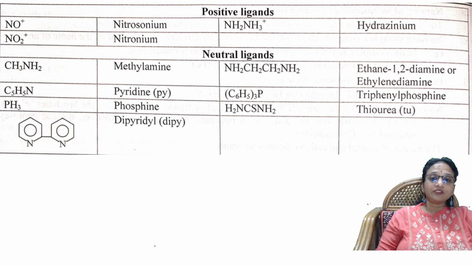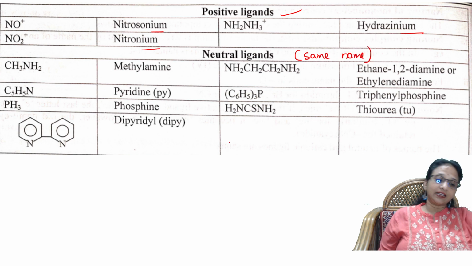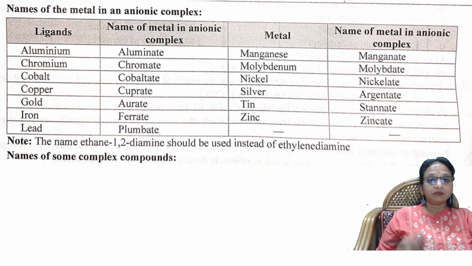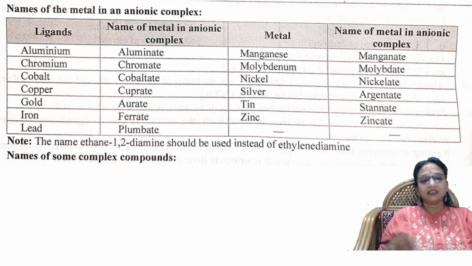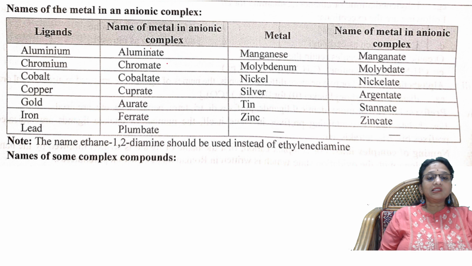If you have positive ligands, remember students, positive or cationic ligands end with ium: nitrosonium, nitronium, hydrazinium, like that. For a neutral ligand, it is the same name, there is no change in the name of the ligand. If you have a metal in an anionic complex, then metals always end with ate: aluminate, chromate, cobaltate, cuprate, aurate. So metals with ate. Got it, students?